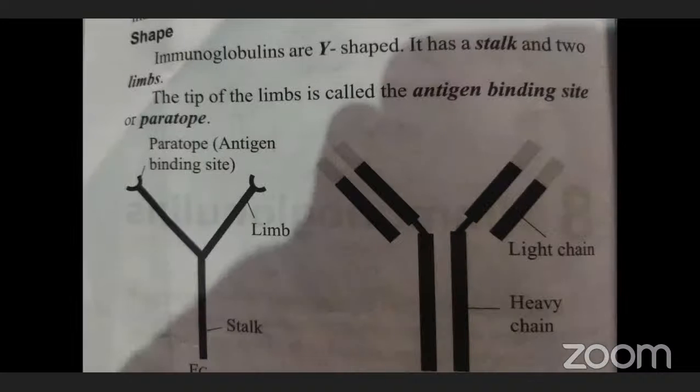The immunoglobulins found on the surface of the B cell are called B cell receptors. Approximately more than 1 lakh BCRs are present on its surface.